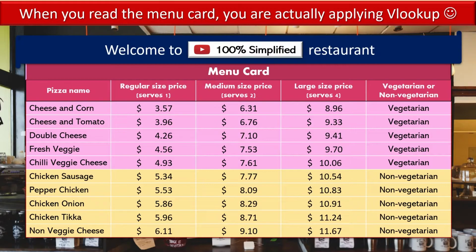Now let's say I like cheese and corn. That's the first thing. The price of cheese and corn pizza, if you take a regular size, is 3.57. If you take a medium size, it's 6.31. If you take the large size pizza, it's 8.96, and it's vegetarian. So this is what it's all about.